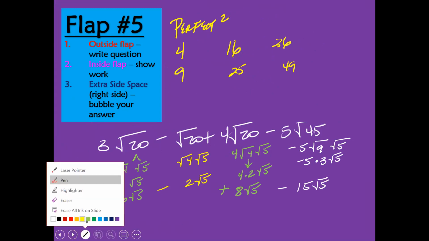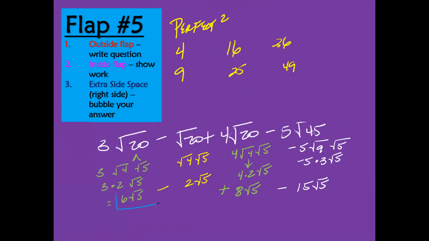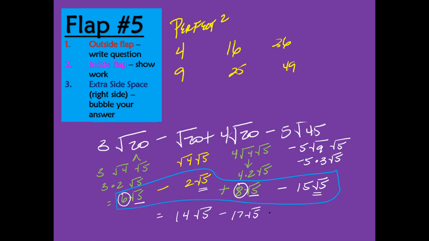So then your answer for this entire thing is going to be right there. But you can go a little bit further with this and notice that this is a 5, this is a 5. They both have square root of 5. So what's 6 plus 8? It is going to give me a 14 square root 5. And then similarly, 5 and 5, that gives me a negative 2 minus 15, which is a negative 17 square root of 5. And then 14 minus 17 is a negative 3 square root of 5. And that is your answer.